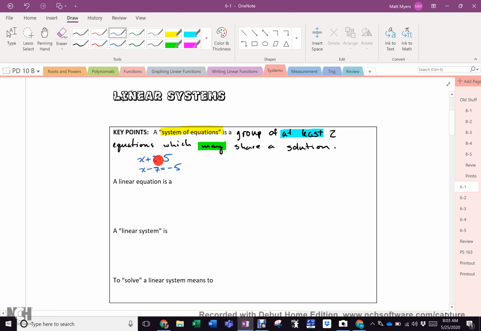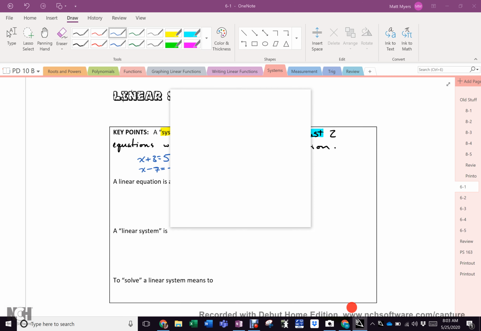Sorry. So if you did that work, you would see that x equaled 2. And that's what I mean by they may share a solution. It's entirely possible that they won't. But for our intents and purposes, they are going to.